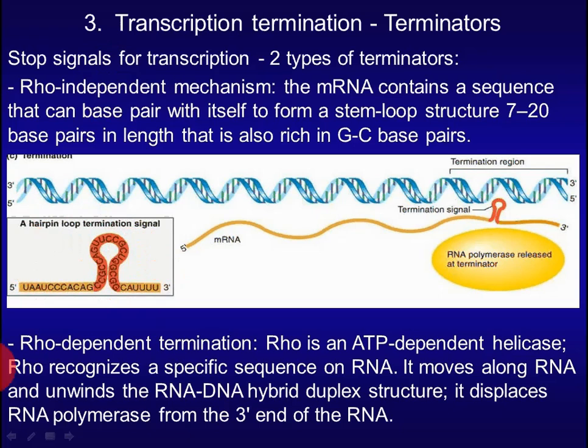The second mechanism is rho-dependent. Rho is an ATP-dependent helicase. Rho recognizes a specific sequence on the RNA. It moves along the RNA and unwinds the RNA-DNA hybrid duplex structure. Eventually, it displaces RNA polymerase from the transcription bubble.